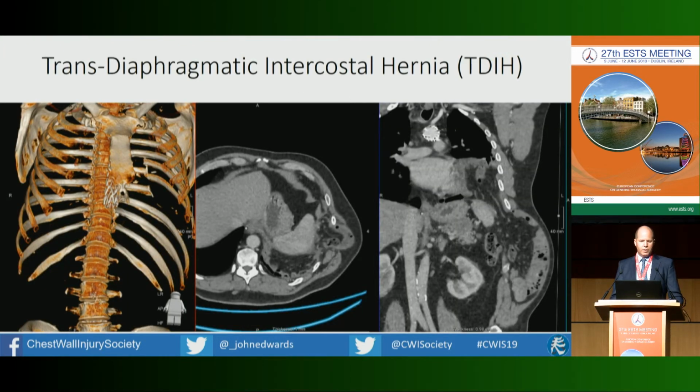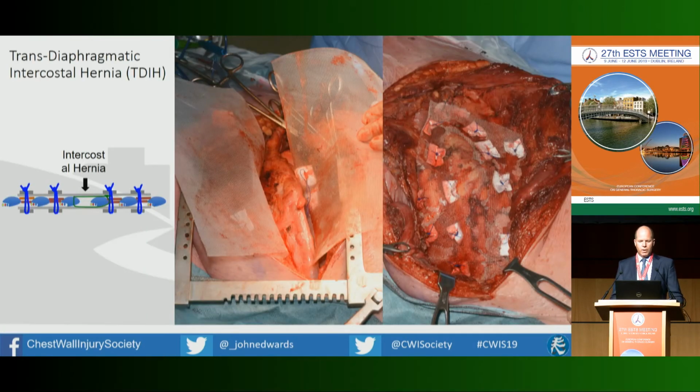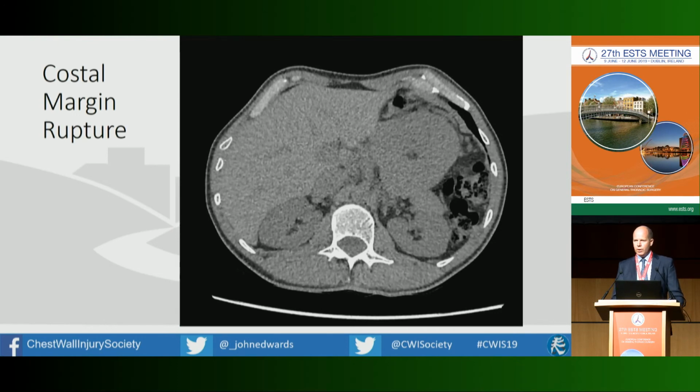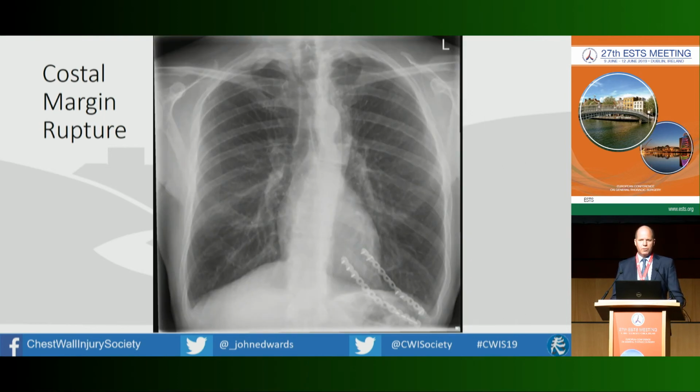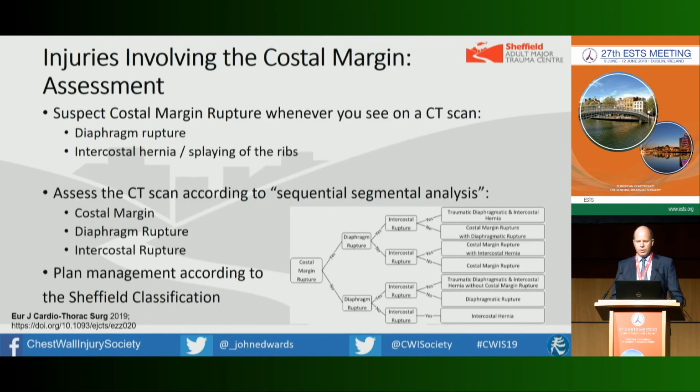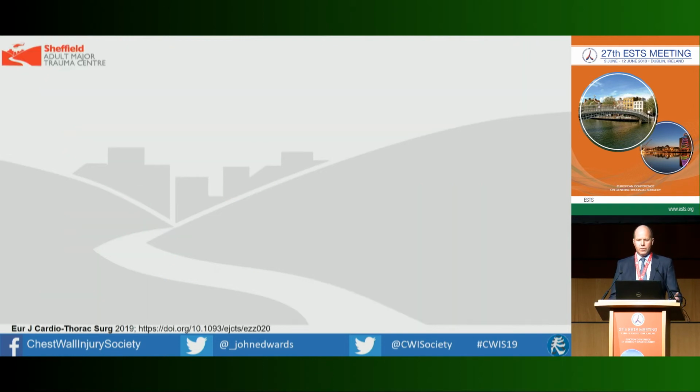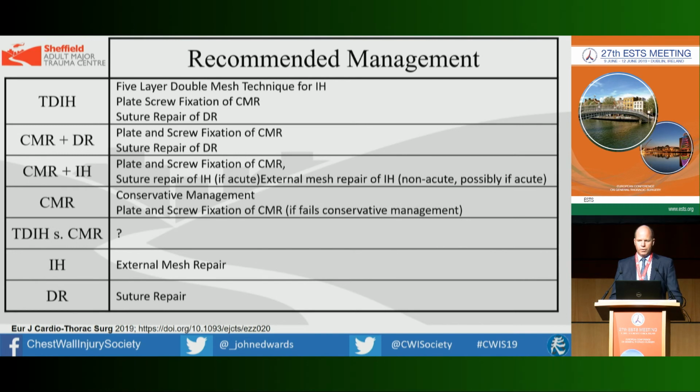So here is an example with a high velocity injury. You can see the aortic stent with trans-diaphragmatic intercostal hernia. And you can see how we repair this using a double layer mesh technique, as we've published recently in the European Journal. And equally, you can have at the other end of the scale a patient with a symptomatic costal margin rupture who may respond very nicely to plate and screw fixation, which again, I admit is relatively contentious, but it works. So I think it's extremely important to analyze these costal margin injuries in a logical fashion, and then that allows appropriate management to be created.